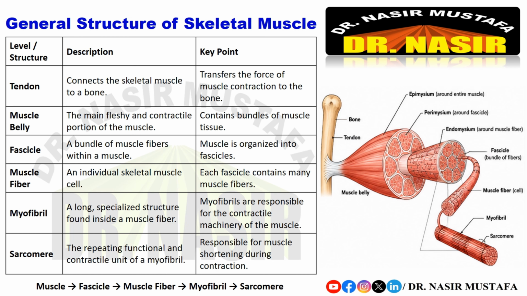Inside each muscle fiber are numerous myofibrils, and myofibrils are made up of repeating functional units called sarcomeres. The sarcomere is the basic contractile unit of skeletal muscle. It is responsible for the shortening of the muscle during contraction. So, remember this hierarchy: muscle, fascicle, muscle fiber, myofibril, sarcomere. This is a very important sequence for anatomy examinations.